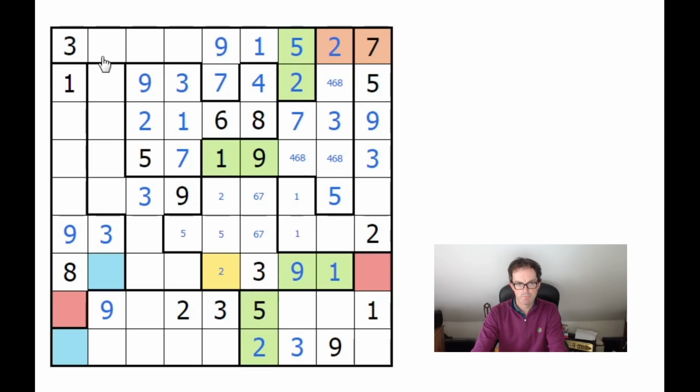1, 4, 6, 8 along the top row. This can't be a 4. So this is a 6 or an 8 as well over on the left hand side. This is a 4-5 pair here. And we said there's a relationship between these two cells. Let's just check this. So what can this be?